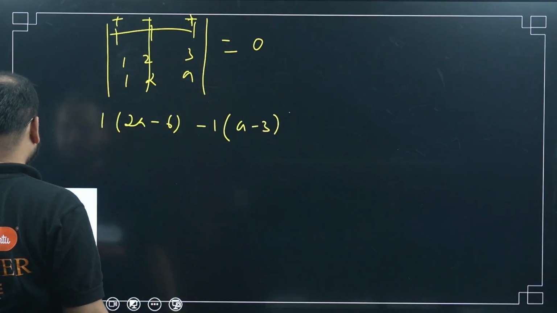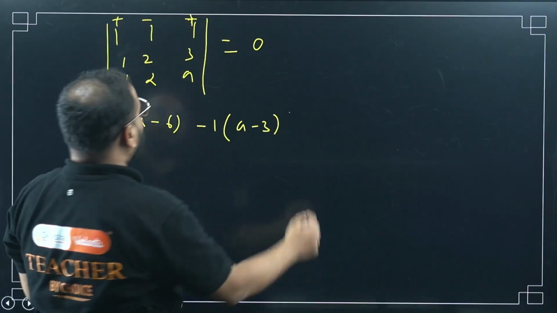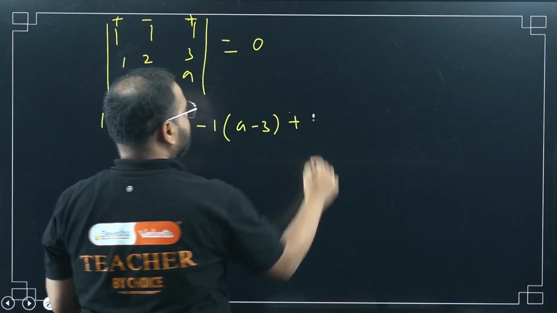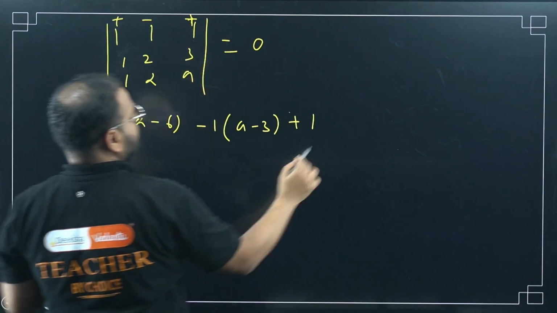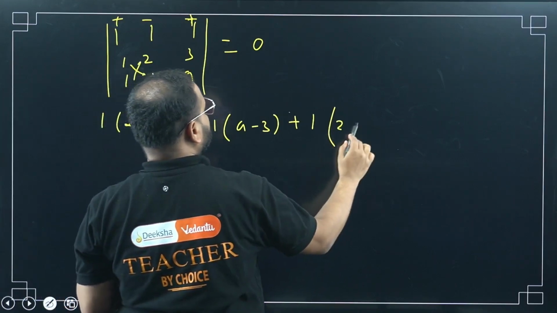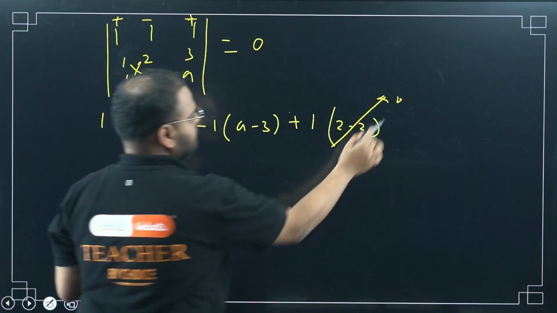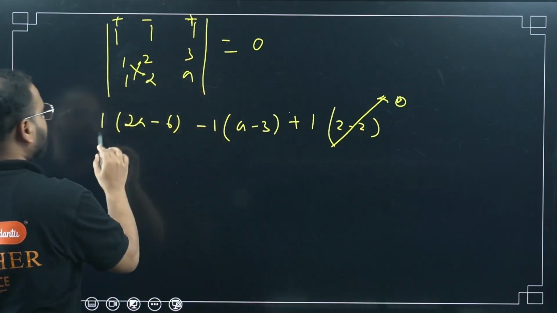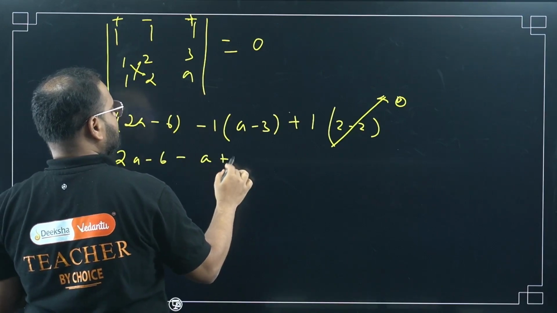Please check. I'm not doing all the steps because I know you guys know it. I've only taught you this. So plus 1 for the last one in the row, I'll get 2 minus 2. Please check. This 2 minus this 2, so it will be 2 minus 2. So this part is 0. This is 0, no problem. How much is this? 2A minus 6. How much is this? Minus A plus 3.